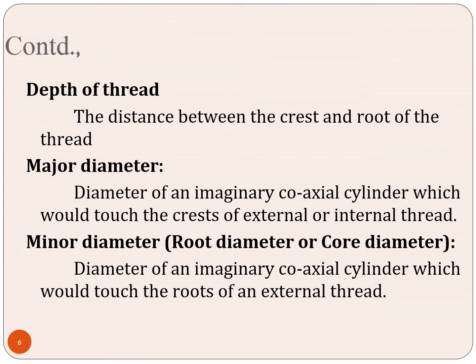Depth of the thread is the distance between the crest and the root of the thread. Major diameter is the imaginary coaxial cylinder which would touch the crest of the external or internal thread. Minor diameter is nothing but the core diameter. It is an imaginary coaxial cylinder which would touch the roots of the external thread.